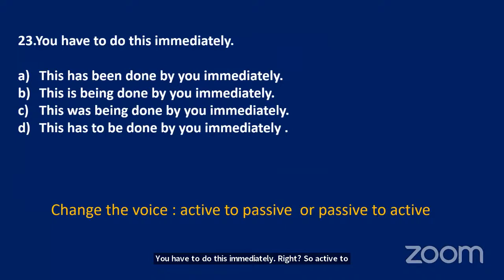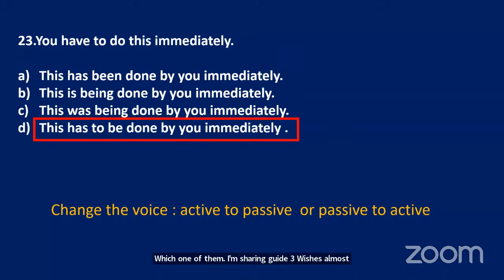Is it option A? This has been done by you immediately, or this is being done by you immediately, or this was being done by you immediately, or this has to be done by you immediately. It's very simple, isn't it? Let's see how many are giving me the right answer. Harsha, Vishwant, Ramcharan, Gayatri, Vaishmini. Yes, almost all have attempted in giving me the answer, and it is right, option 4. This has to be done by you immediately.